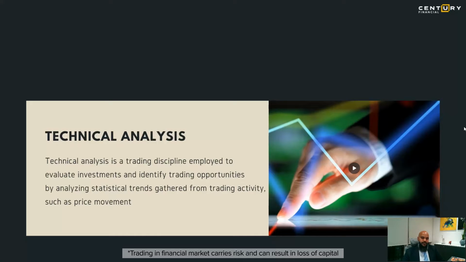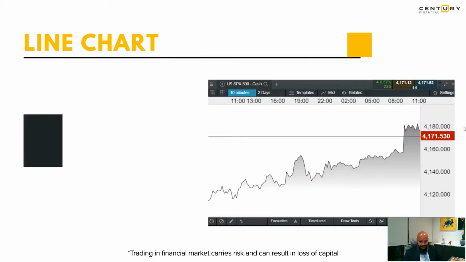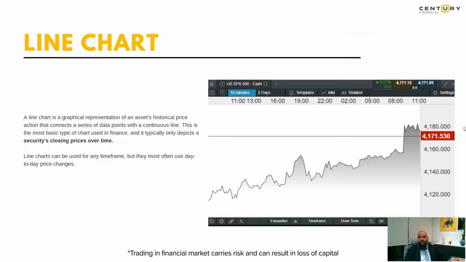But for today, we are going to be looking at the patterns these charts make while the market is moving, and how we can identify these patterns and how we take advantage of them. Now let's move forward. Now that we've got an understanding of what technical analysis is, there are various different types of charts that you will find. One of the basic charts is a line chart.